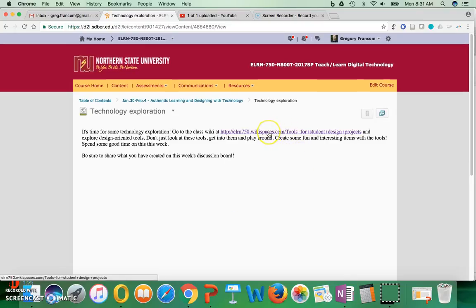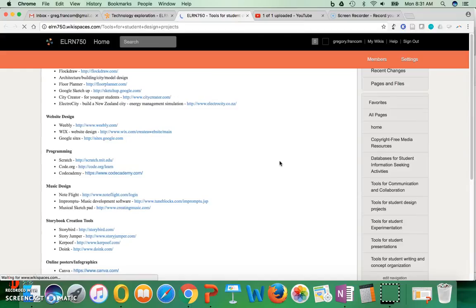What you're going to do is go to our wiki and look at the tools for student design projects and explore some design-oriented tools there. Don't just look at them, but get into them and play around. That means you have to create something with the tool that you have chosen and spend some good time on it this week. Later this week you're going to share what you have created on this week's discussion board. It might be completed, it might be the beginning of something you're creating, but it's something that you're going to share this week on the discussion board.